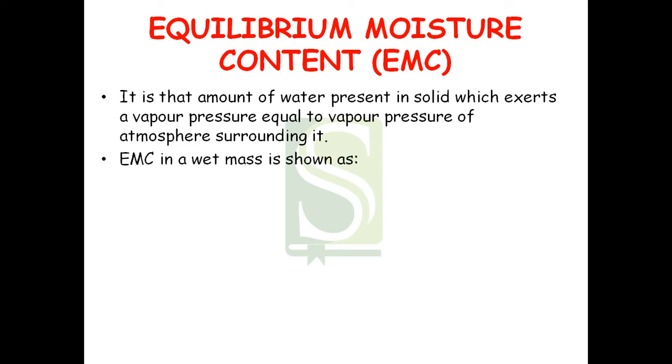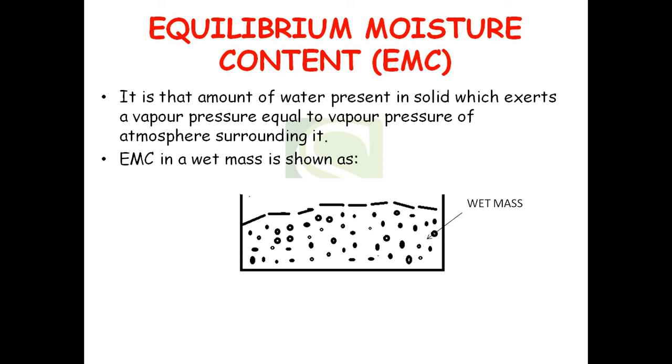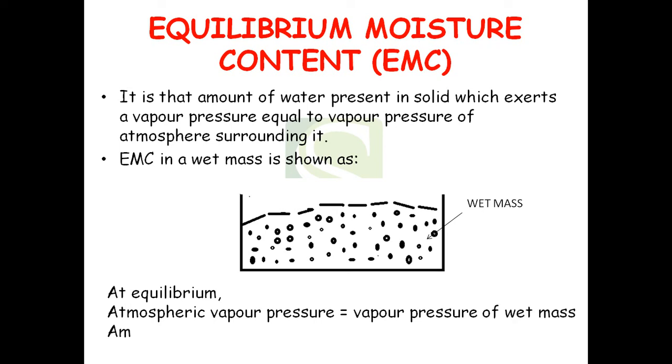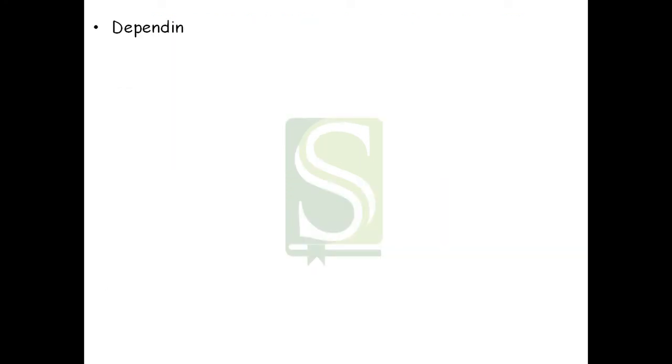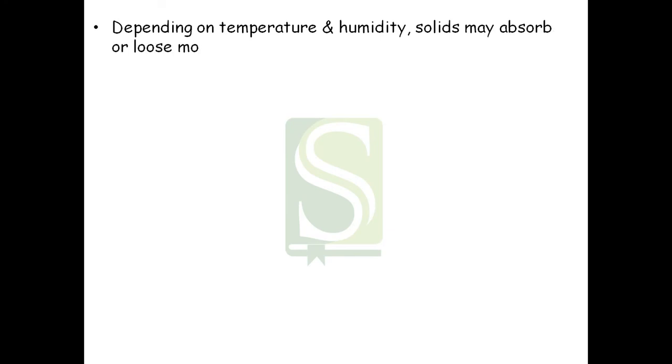So EMC in the wet mass is shown like this. Suppose this is a wet mass, and at equilibrium, atmospheric vapor pressure is exactly equal to the vapor pressure of the wet mass. That is, we can say the amount which is left inside the substance is equal to EMC. Depending on the temperature and humidity, solids may absorb or lose moisture.